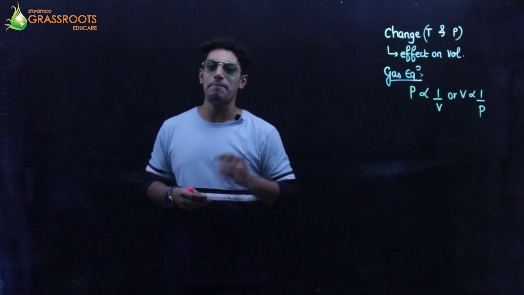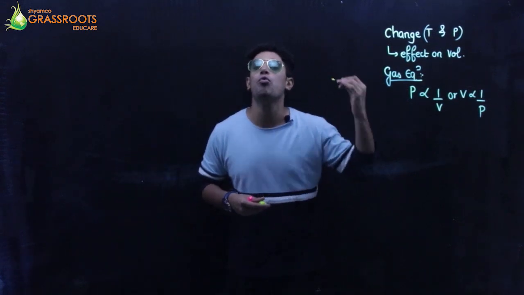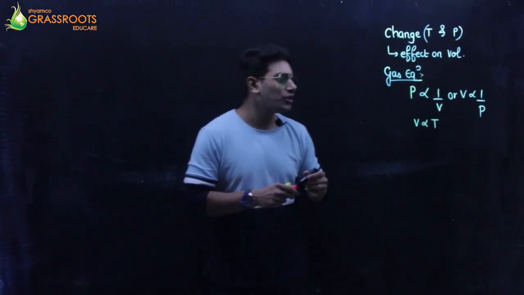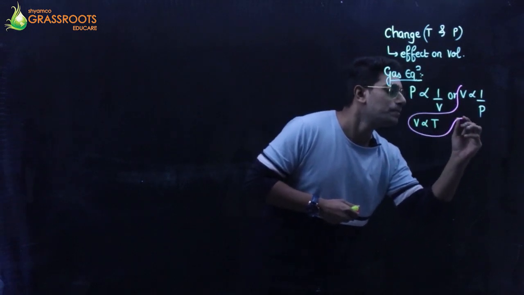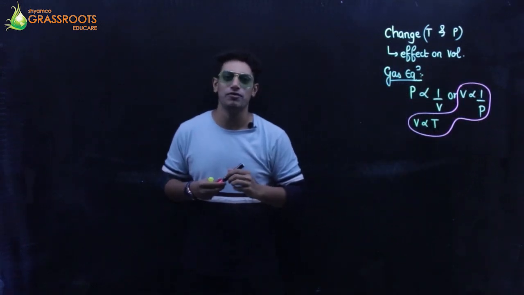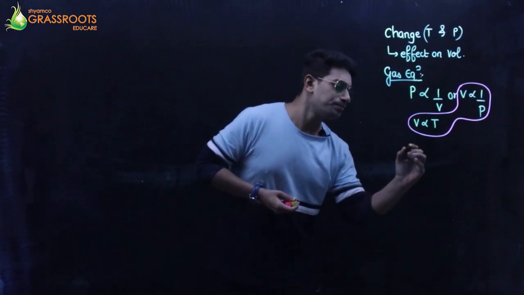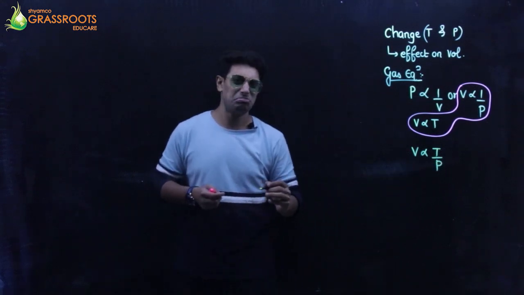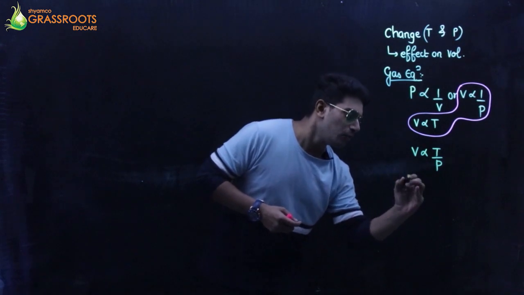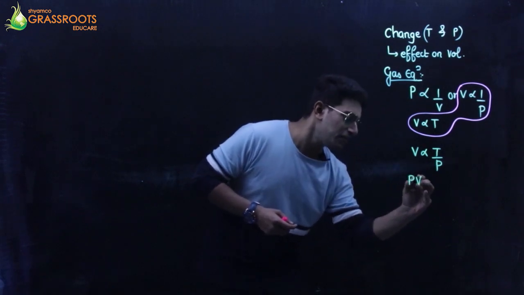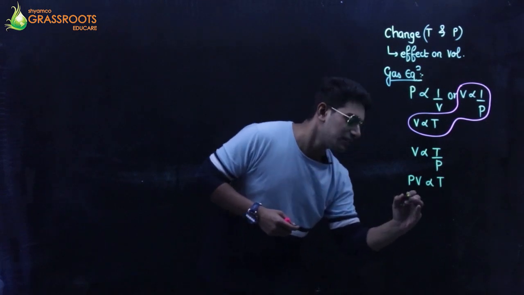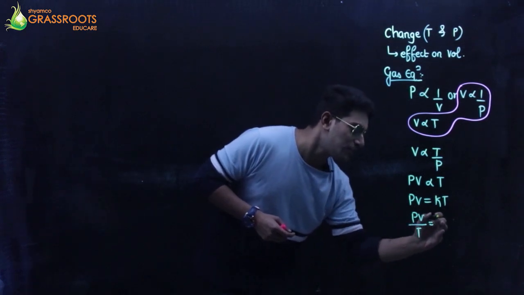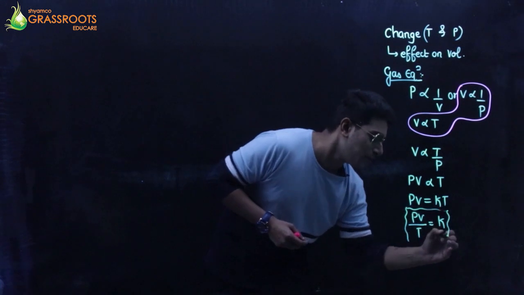And from Charles' law, temperature and volume are directly proportional. Volume is proportional to temperature. So now what you're going to do is combine both of them. I can say volume is proportional to temperature upon pressure. Cross multiply: PV is proportional to T. Get the proportionality to equality, KT. So PV upon T is equal to K. That's the gas equation for y'all.